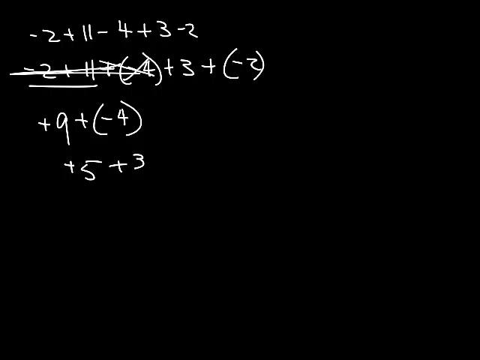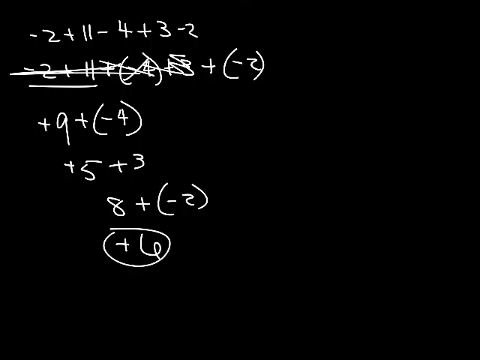+5 plus 3, we add them up, put the sign on there, that's 8, so we're done with that. Now what we have left is negative 2, so signs are different, so we take the difference and put the sign of the largest one on there, and we get positive 6.